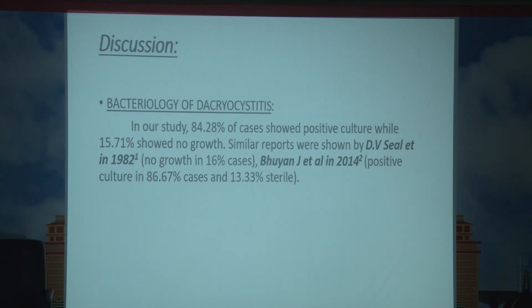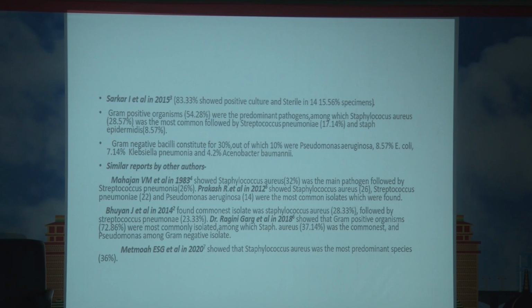Discussion. Bacteriology of dacryocystitis. In our study, 84.28% of cases showed positive culture, while 15.71% showed no growth. Similar reports were also shown by other authors like D.V. Seal et al. in 1982, Bhuyan J. et al. in 2014, Sarkar I. et al. in 2015. And in our study, out of the gram-positive organisms, the predominant pathogen was Staph aureus, followed by Strep pneumoniae and Staph epidermidis.